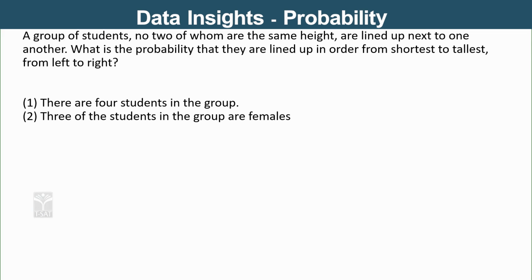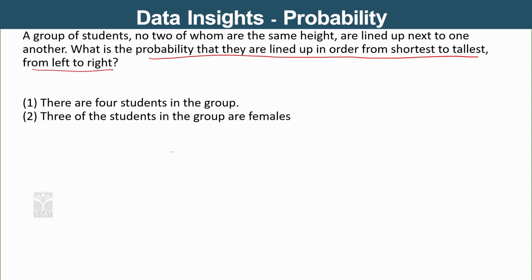Let us see the next question now. A group of students, no two of whom are the same height, are lined up next to one another. What is the probability that they are lined up in order from shortest to tallest? Statement 1 says there are 4 students in the group. Statement 2 says 3 of the students in the group are females.